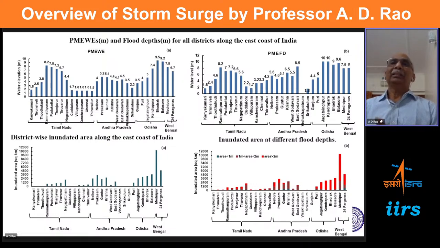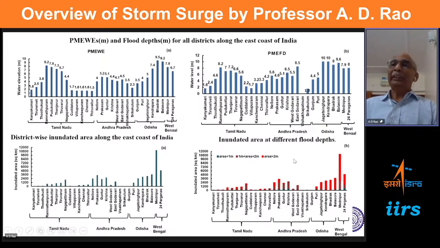normal present, how it is producing maximum water elevations. This includes tide also. And also how much inundated area for each district. Very important. You can see that Midnapore and 24 Parganas have larger inundated areas compared to any other region. You can see how much area is getting inundated for each district, and what the storm surge is at that place, and how much inundated area there is if it is less than 1 meter, 1 meter to 2 meters, and greater than 2 meters.